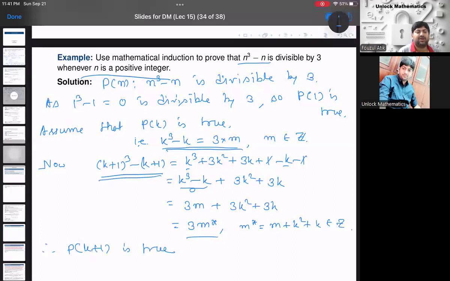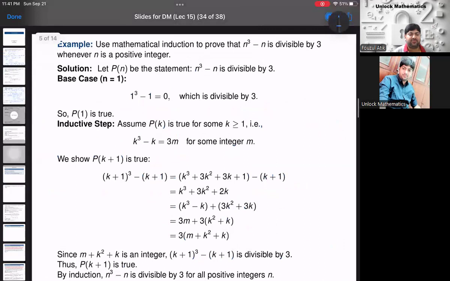But how have you proved that? You have proved that with the help of P of k, whenever P of k is true. So our proof is done. Hence, by the principle of mathematical induction, we have P of n is true for all positive integers n. Proof is done. Right? So these two problems I thought to discuss before discussing the strong induction method.